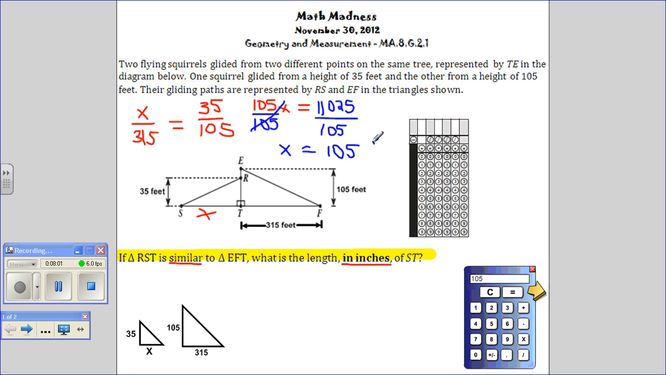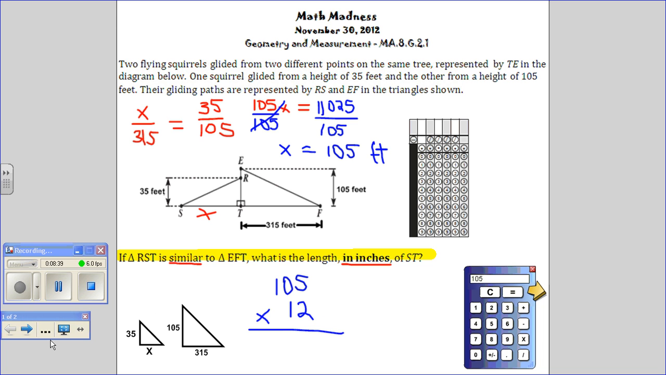But this is in, remember, feet. Okay? You have to be careful with units of measure. But they want the answer in inches. So we have 105 feet. How do we convert that to inches? Well, what do you know about inches and feet? We know that there are 12 inches in 1 foot. So if I have 105 feet, I think I need to multiply 105 times 12.